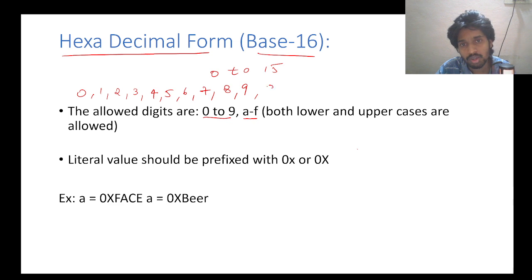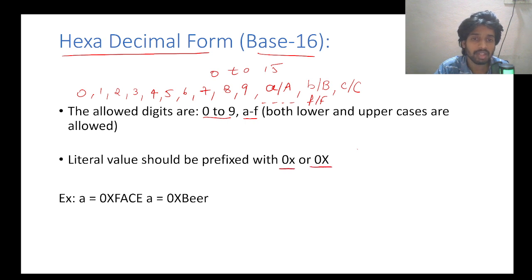From 10 we are going to use a, or capital A. We can either use small b or capital B. We can use lowercase c or capital C, until F. We can either use lowercase f or capital F. The value should be prefixed with 0x or 0 capital X. For example, if I took FACE, this 0x is nothing but the prefix.